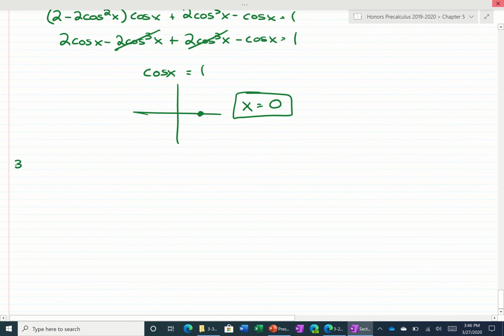Let's take a look at number 3. Number 3 is similar to homework 1 from yesterday. We have the sine of 4x minus the cosine of 2x. Now, the way that we handled a problem like this yesterday is we used a double angle or a sum and difference formula. So this is really just the sine of 2x plus 2x minus the cosine of 2x equals 0.